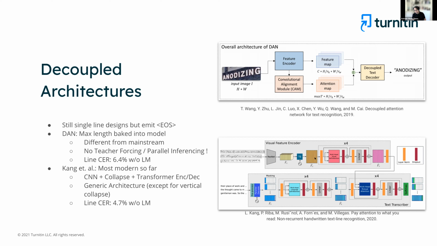So they have stacked a transformer on top of a ResNet. And this is the self-attention part on the image. So that's the transformer encoder portion. And this is the transformer decoder portion, which employs cross-attention on the output of the transformer encoder. And they got 4.7% without language model, which I believe is the best so far.